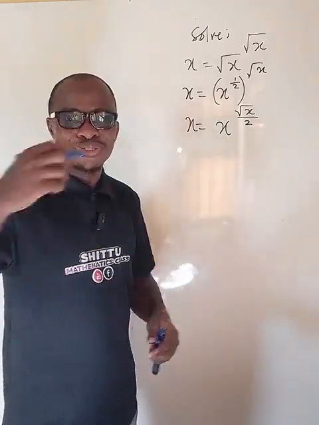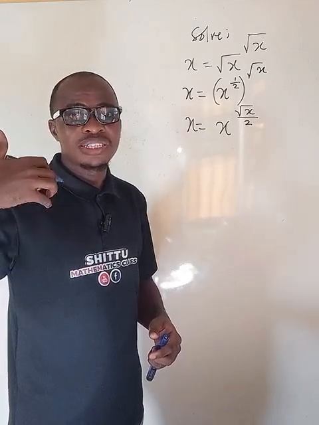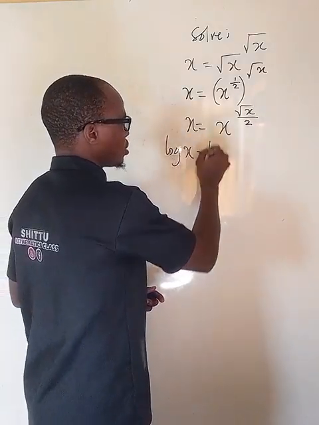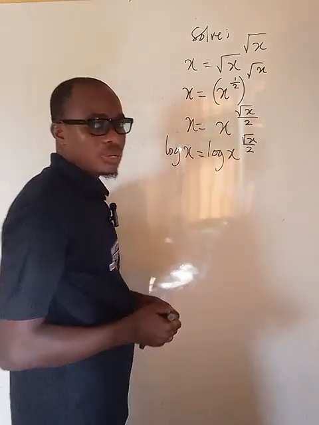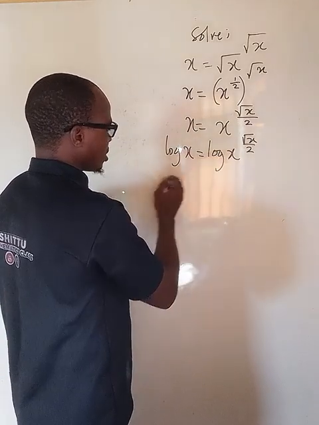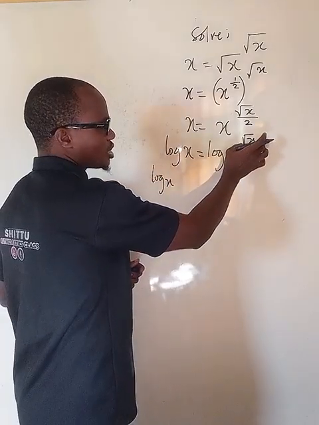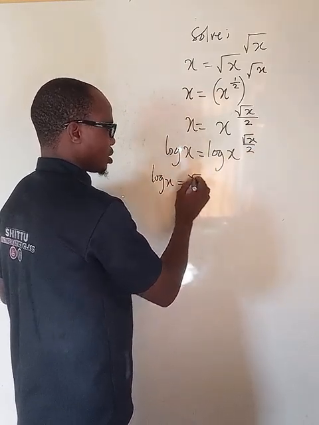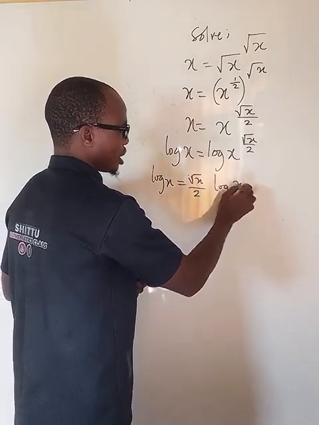So now let's see. What we're going to do is to introduce logarithm. You can introduce logarithm with base 10. Log x equals log x to the power of root x all over 2. And you know that whenever you have logarithm here, the root x, we have to bring it down, root x all over 2, and multiply log x like this.